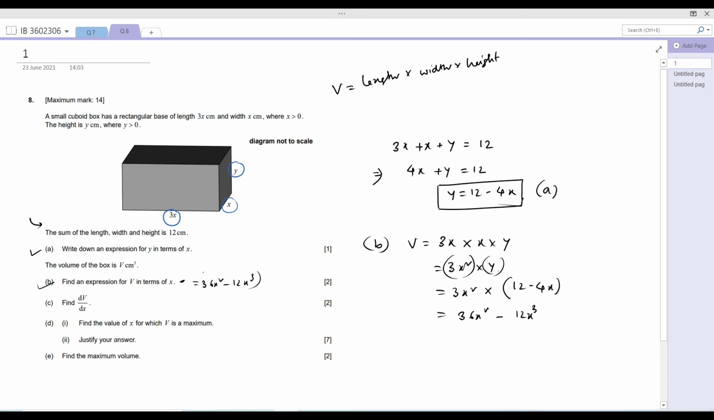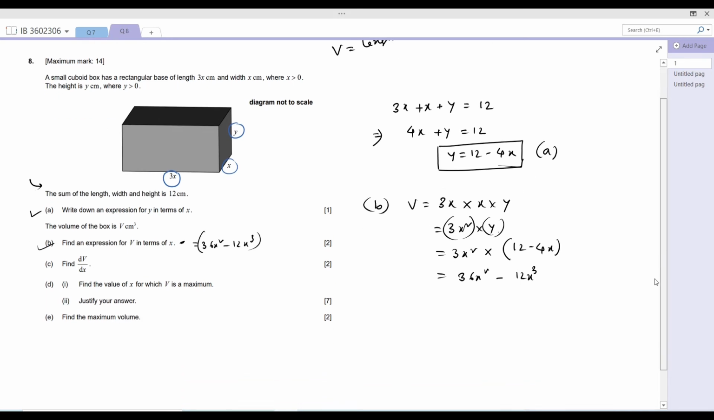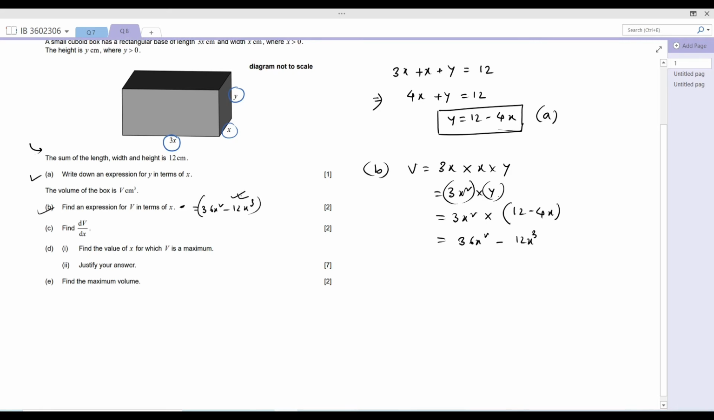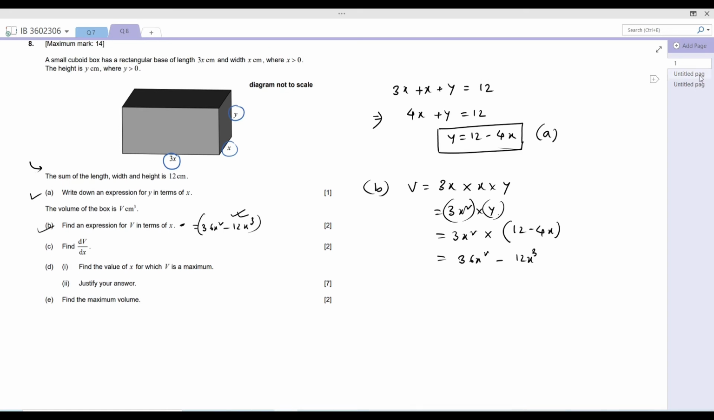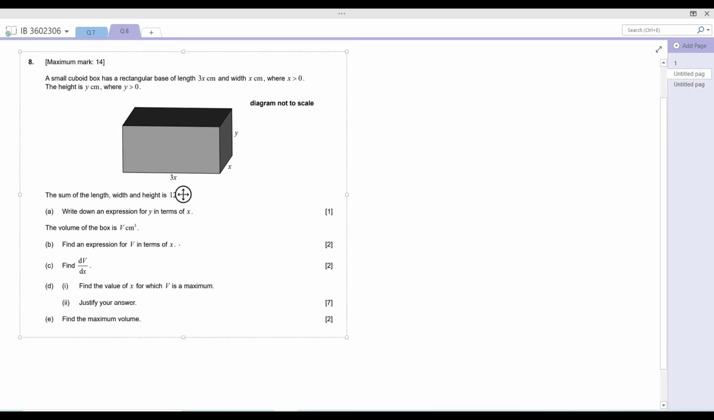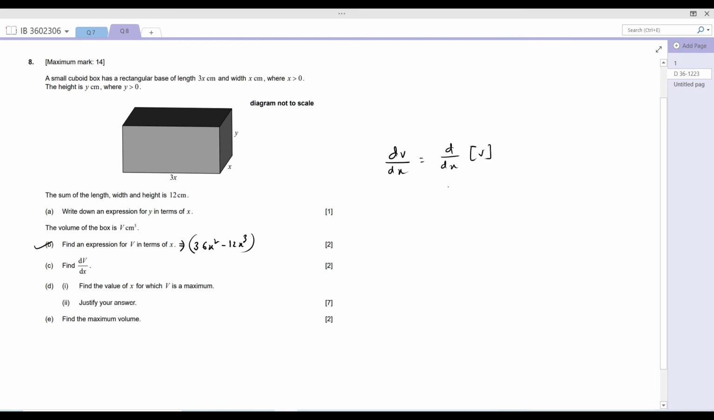Now we will move towards finding dV/dx. You just note down this fact from this page. The expression for V we have found to be 36x square minus 12x cube. This was the answer of B. Now we have been instructed to find dV/dx. So dV/dx is equal to d/dx of V, which is d/dx of 36x square minus 12x cube.